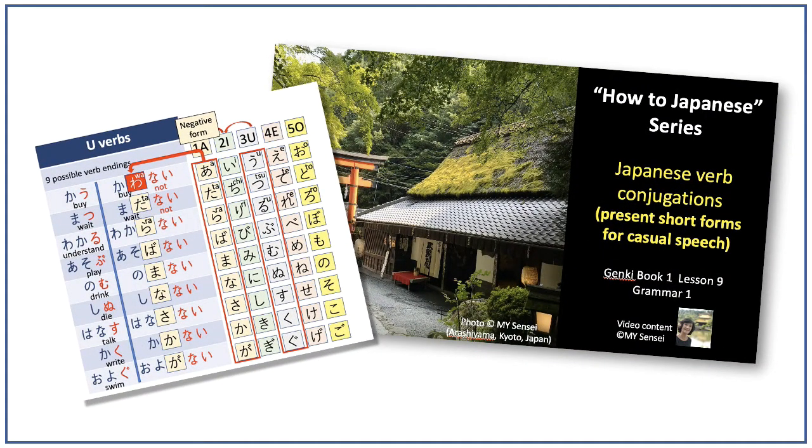Japanese verb conjugations may seem complicated, but in fact they are systematic, therefore easy, if you know their verb types and their rules. I made a video on how to tell Japanese verb types and how to conjugate them from their present affirmative short forms to their negative ones in detail.